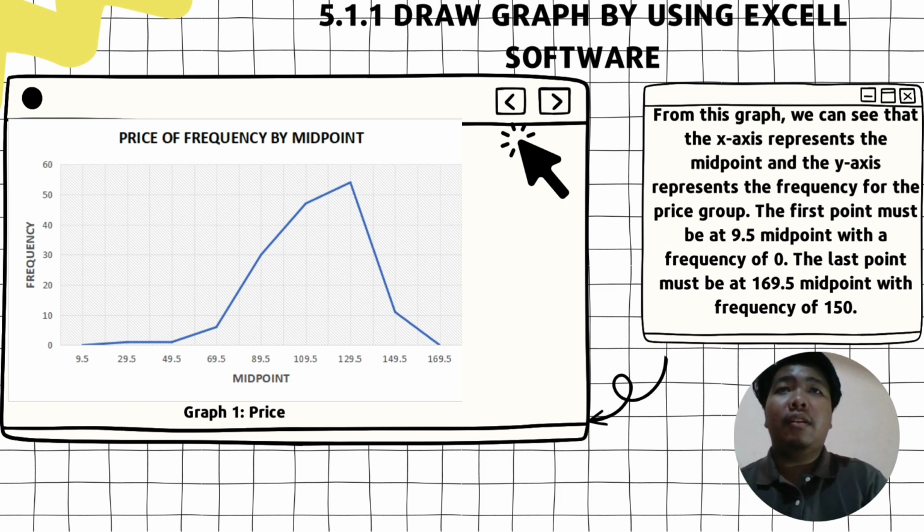Next, we have 5.1.1, drawing graphs using Excel software. The first graph is the price frequency by midpoint. From this graph, we can see that the x-axis represents the midpoint and the y-axis represents the frequency of the price group. The first point is at 9.5 midpoint with a frequency of 0. The last point is at 169.5 midpoint with a frequency of 150.